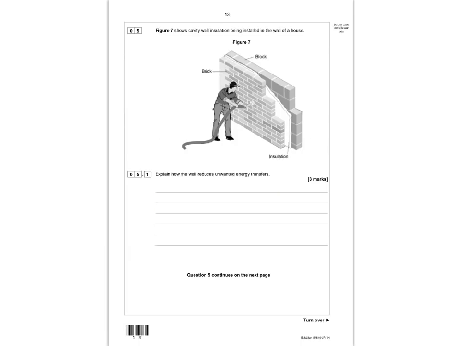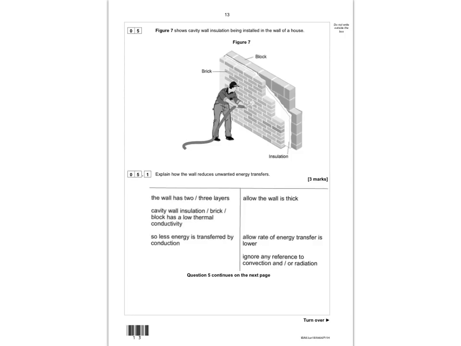It says figure 7 shows cavity wall insulation being insulated in the wall of a house. You can see the diagram here. You've got brick and a block, and you've got the cavity wall insulation going in the middle here. It says explain how the wall reduces unwanted energy transfers. For this question, I've just added the marks given onto the question so you can see how you get the marks. So the first mark is saying the wall has 2 or 3 layers, and you are allowed the wall is thick if you have written that down, but mainly we're looking for that it's got multiple layers.